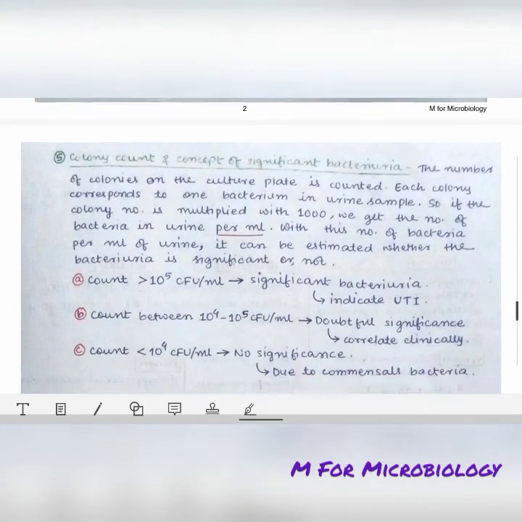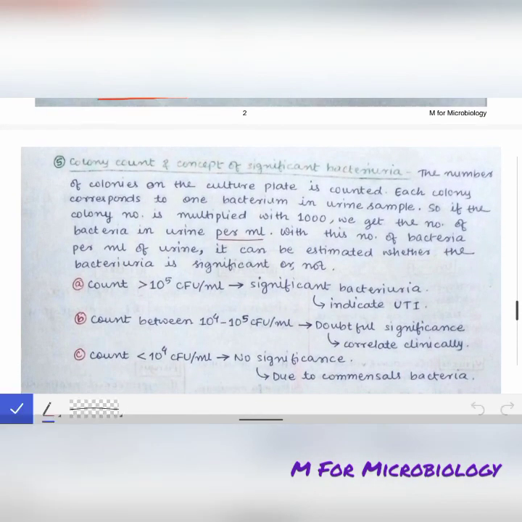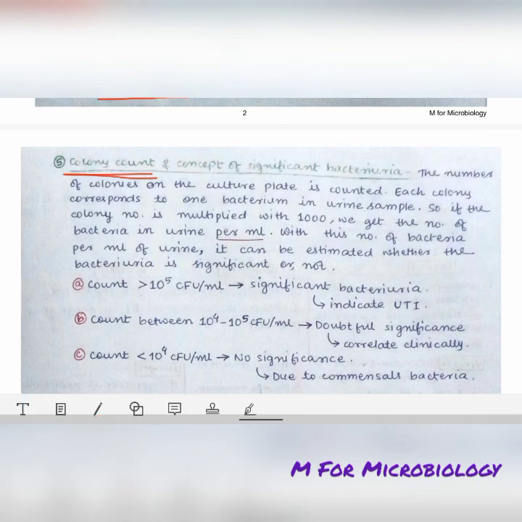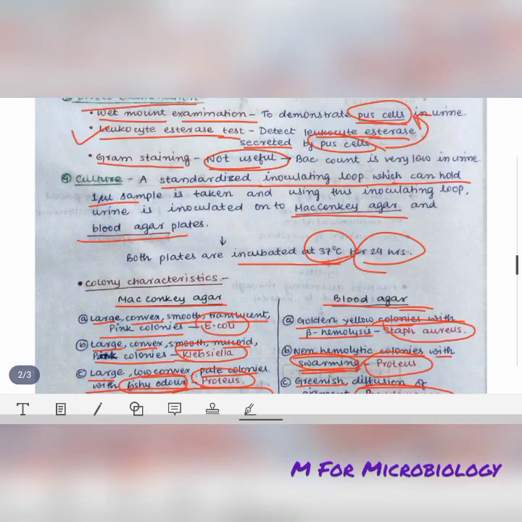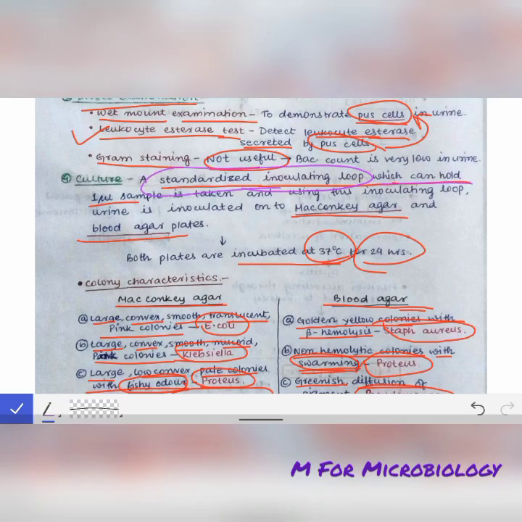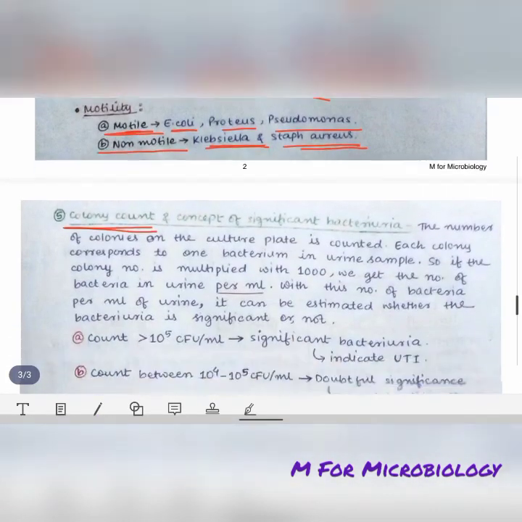Now next, we do the colony count. For colony counting, we know that in the urine the number of bacteria is very low. You remember we have talked about the standardized inoculating loop, which can hold about 1 microliter of urine. Now I will tell you why it was so.